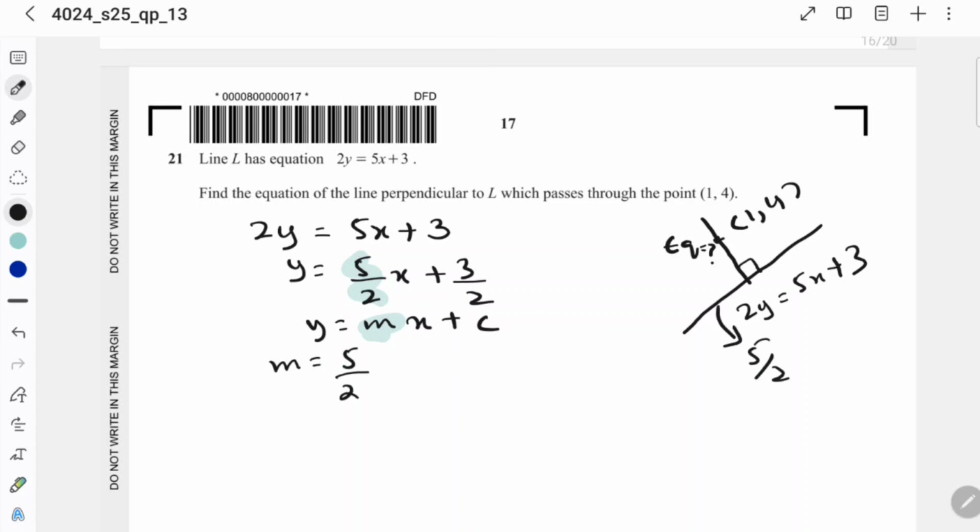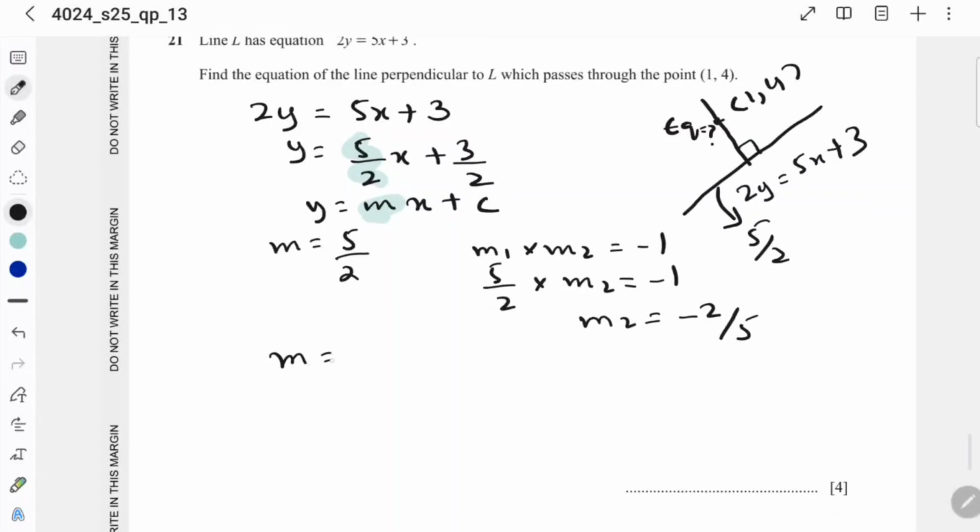The other one will be minus 2 over 5, or m1 multiplied by m2 is equals to minus 1 for the perpendicular line. For the parallel is the same. 5 over 2 into m2 is equals to minus 1. m2, the other line, is equals to minus 2 over 5. You will just multiply 2 by minus 1 and 5 divide because it was multiplying there. So your gradient is minus 2 over 5 and the required line is passing through 1, 4.